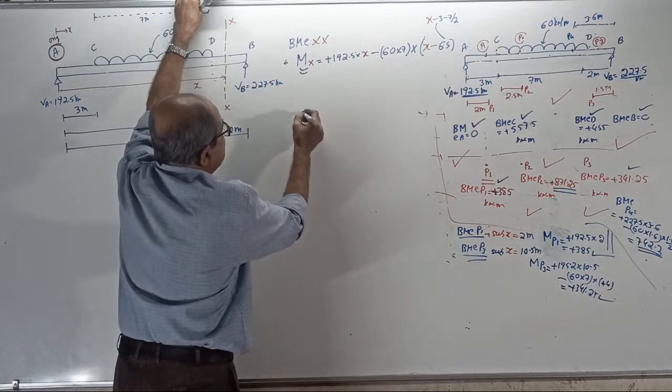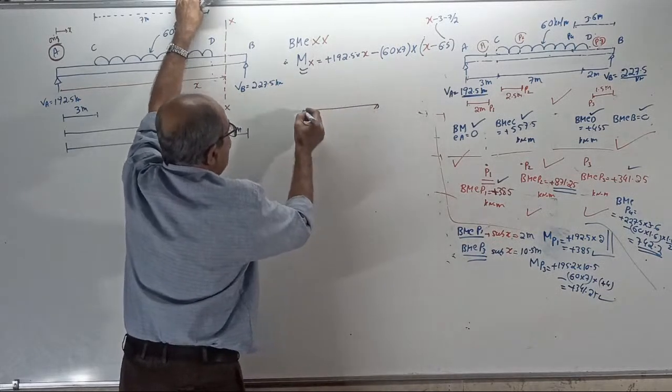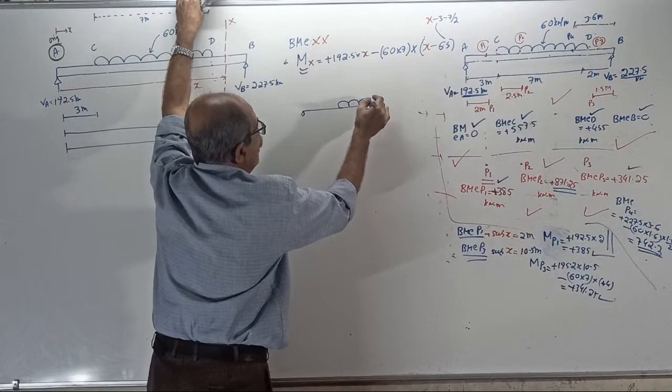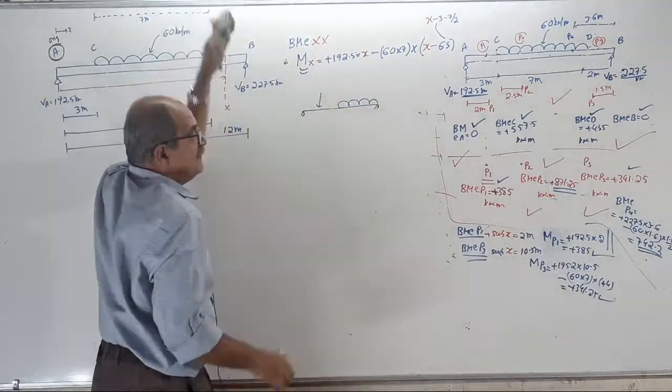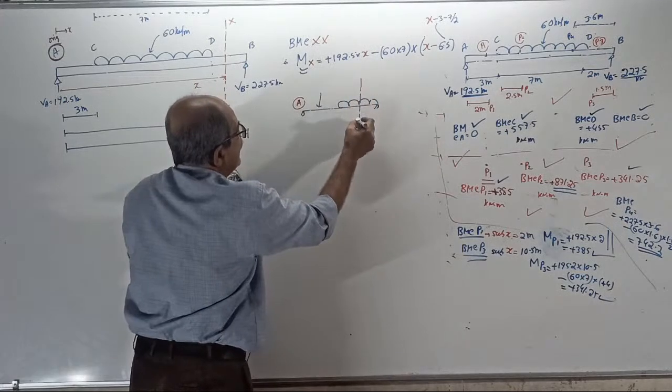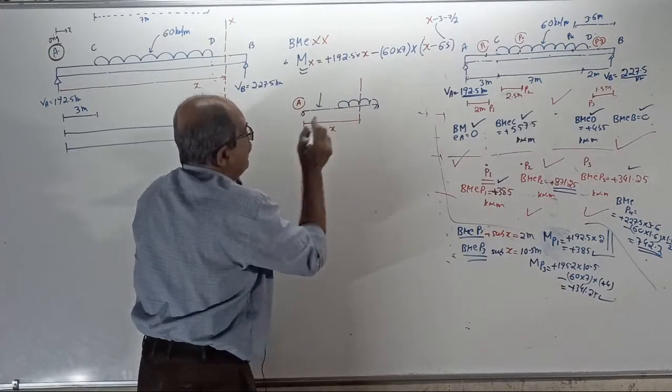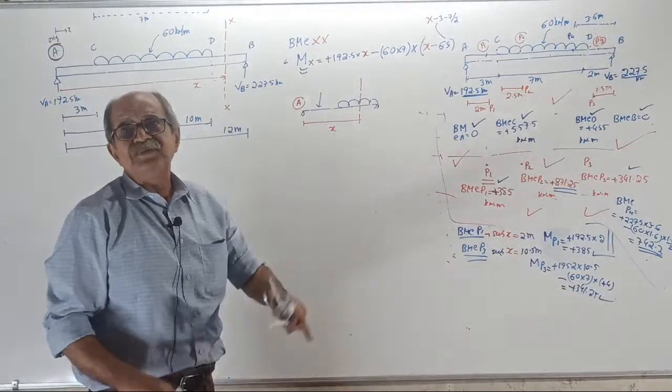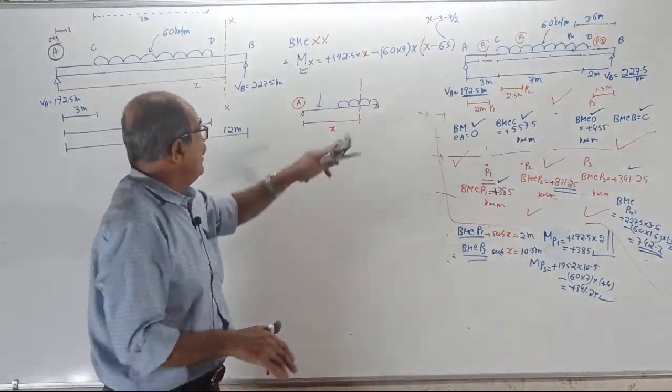If not today, then at the end of tomorrow morning, on the board, I will write 3-4 questions. One of the questions is here. I will give a UDL on this side, and of course some point loads. Now, you take A as origin and take a section here. Yes, no problem, because the section passes through the UDL. I will tell you why.